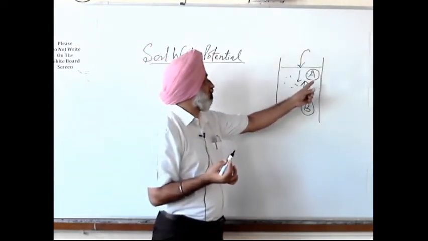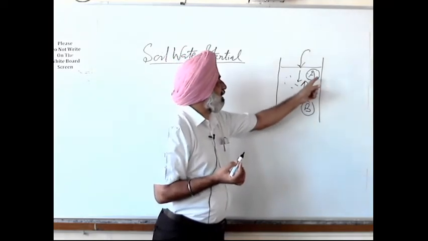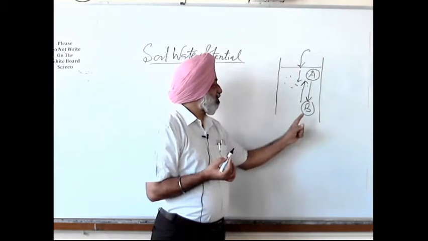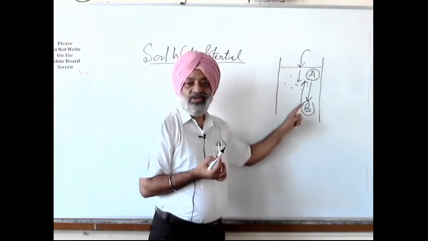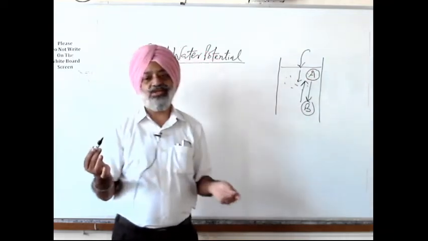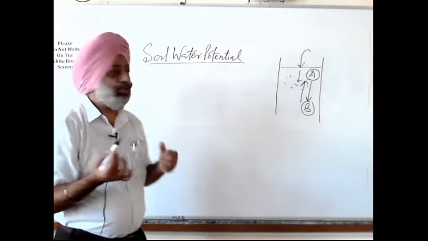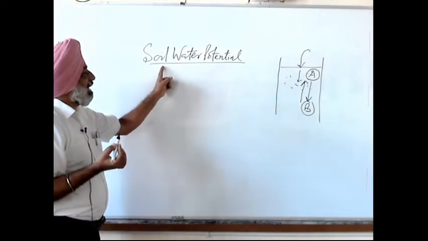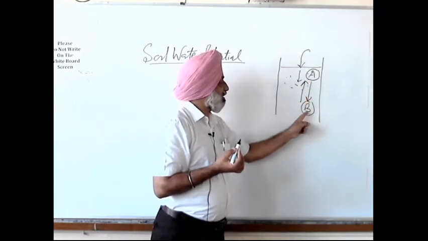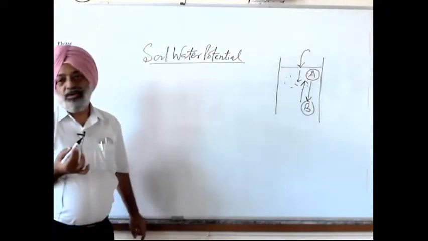Water may move from A to B or B to A, depending upon the energy level. If energy level is higher at A, water will move from A to B. If energy level is higher at B, it will move from B to A. This is a universal concept that everything flows from higher energy level to lower energy level. So basically, that energy level of water at this point or at this point or any other point in the soil is called soil-water potential.